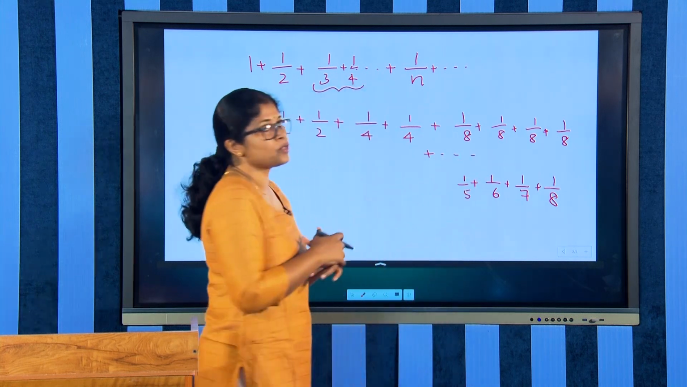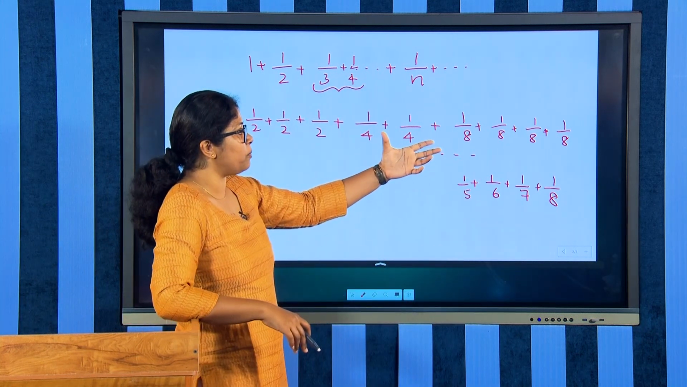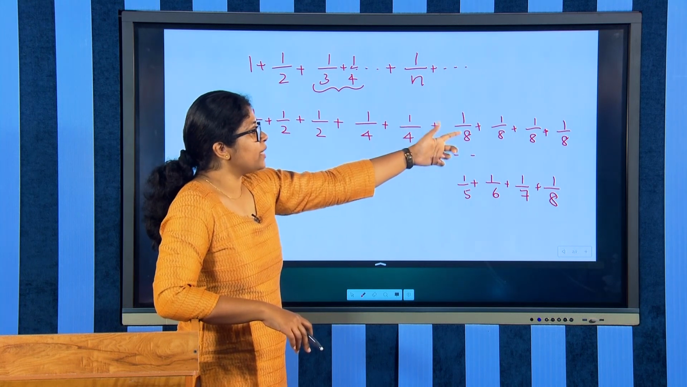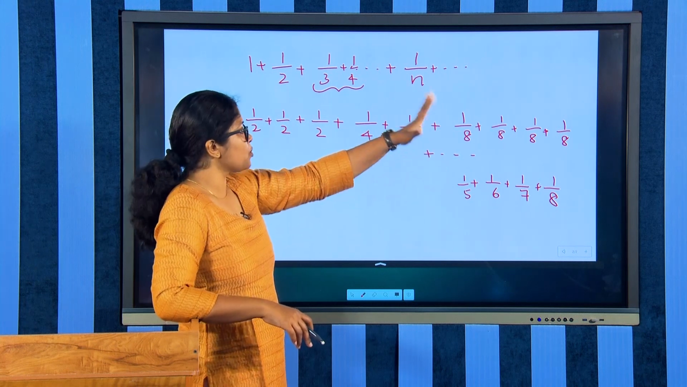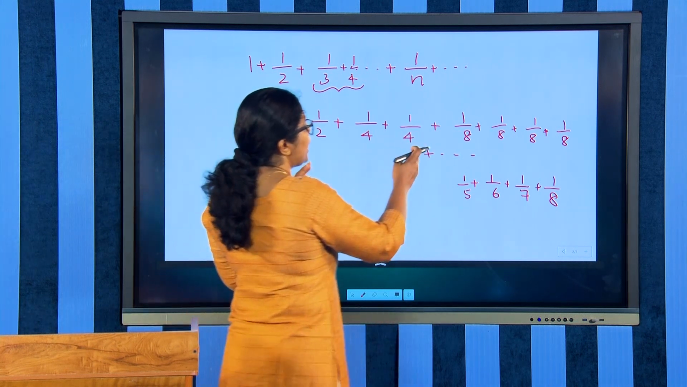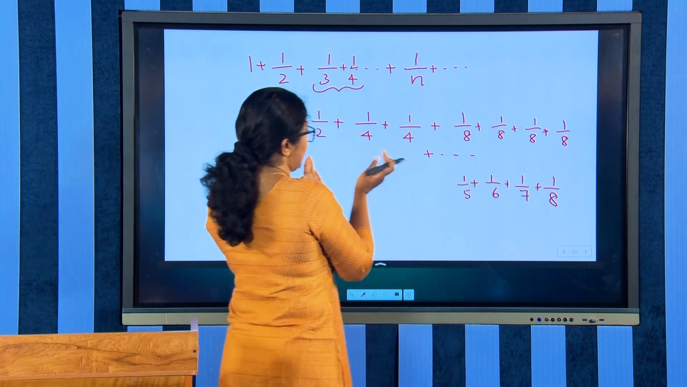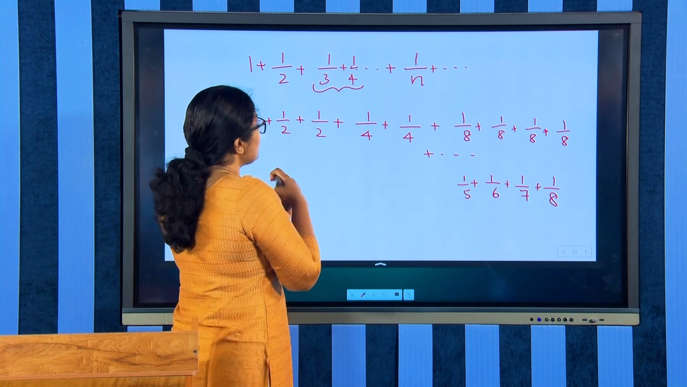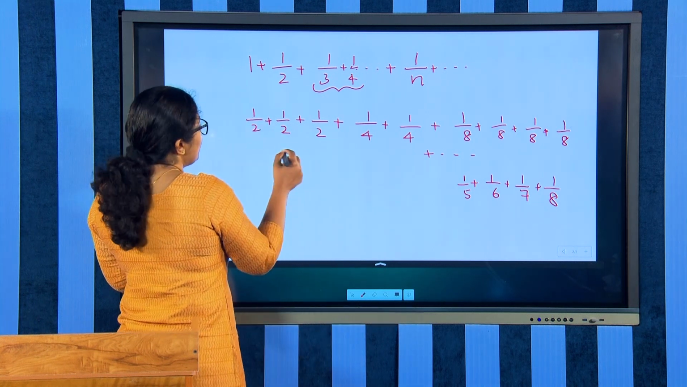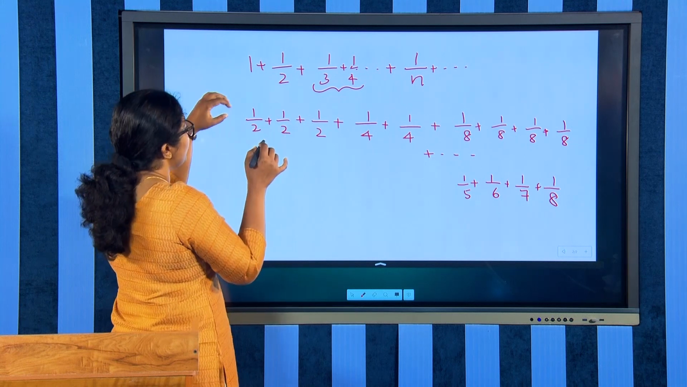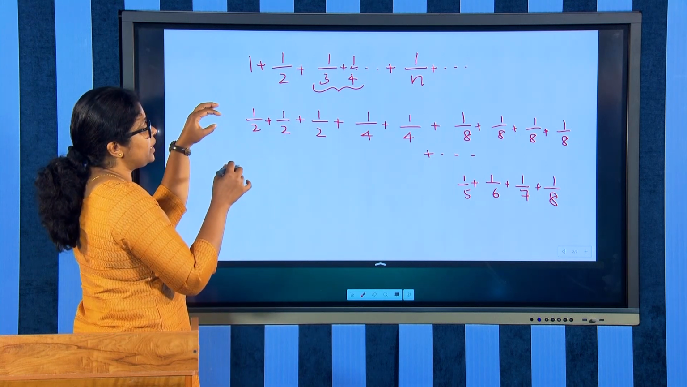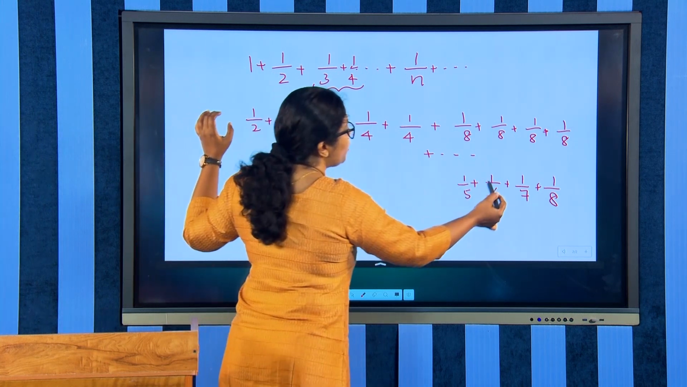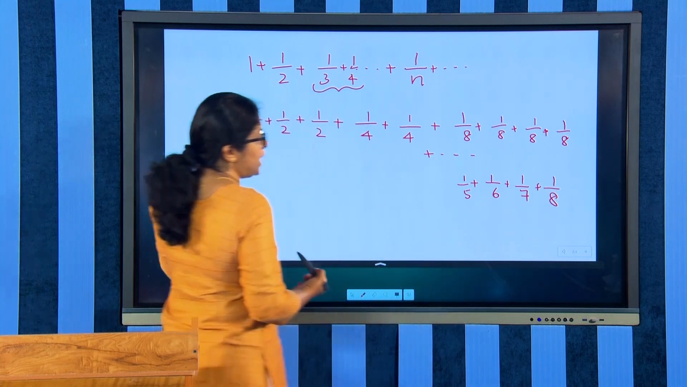So, this goes on. The next collection will be how many terms? This is 2, this has become 4, the next will be 8 and so on. We will be taking 1 by 9 up to 1 by 16 together, so 8 terms collected together. So now what is the notation that we have to put here? If we replace this 1 by 3 with 1 by 4, and 1 by 5, 1 by 6, 1 by 7 with the number 1 by 8.